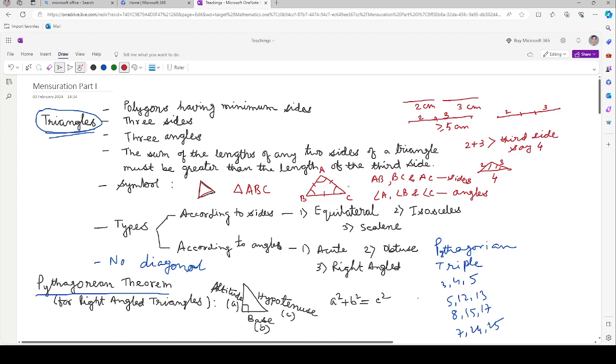Now, what are the types of triangles? There are so many types of triangles. Triangles may be classified according to sides and or according to angles. According to sides, triangles may be classified in three types: equilateral, isosceles, and scalene.